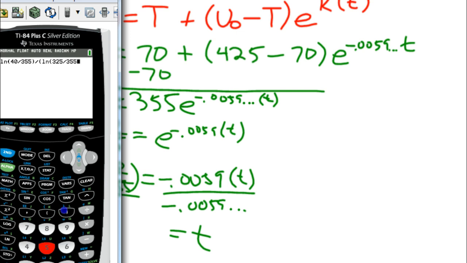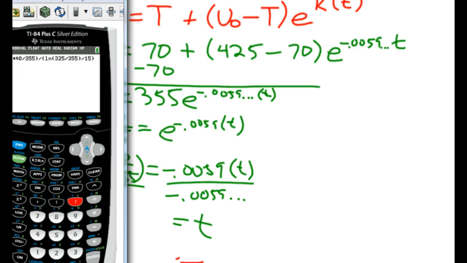It was divided by something else, which was divided by 15, remember? Divided by 15 to find k, so 355. And when you hit enter now, you should get your answer. Move the calculator. All right, and then hit enter. And we get a time of, or 370 minutes, is that what you got?